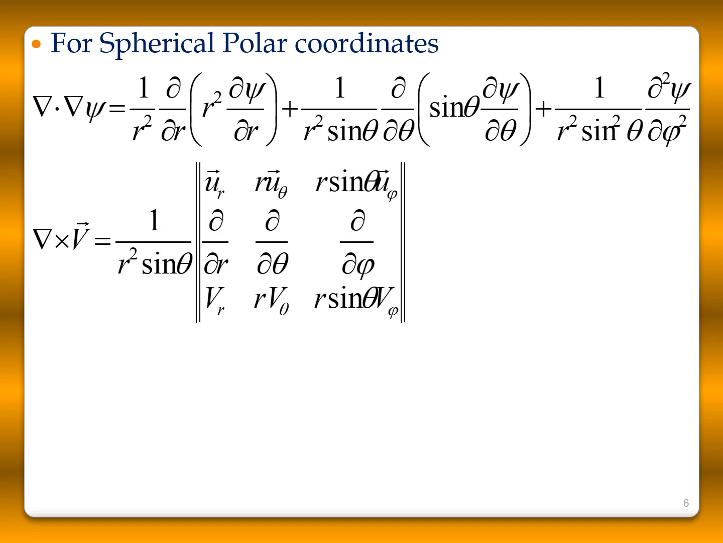So del squared psi, that is your Laplacian, is 1 by r squared dou by dou r of r squared dou psi by dou r, plus 1 by r squared sin theta dou by dou theta of sin theta dou psi by dou theta, plus 1 by r squared sin squared theta dou squared psi by dou phi squared. Similarly for the curl, it is 1 by r squared sin theta times the determinant with rows U R vector, R U theta vector, R sin theta U phi vector; dou by dou R, dou by dou theta, dou by dou phi; and V R, R V theta, R sin theta V phi.